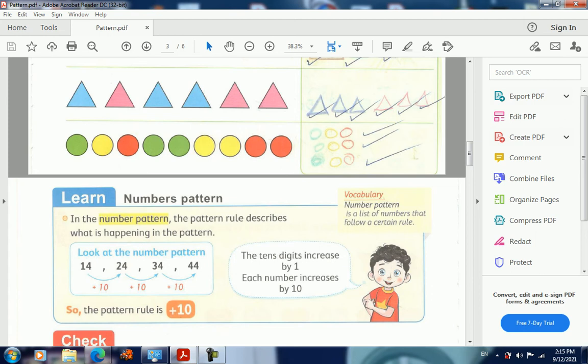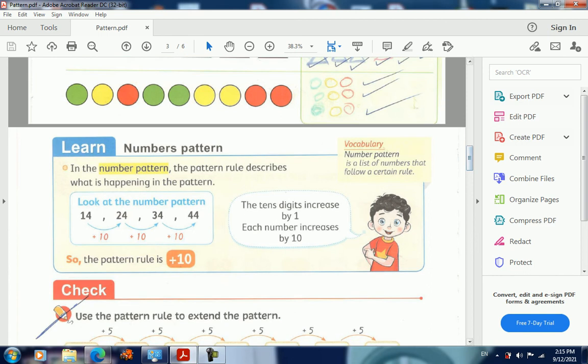Then we go for the next one, which is, they are all circles. The first one we got is a green circle, then a yellow circle, then a red circle. Then what happened? We got two greens, two yellows, and two reds. So what's expected? That you are going to increase the number by one. So we're going to have three greens, then three yellows, then three reds.